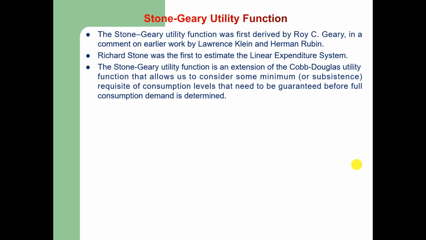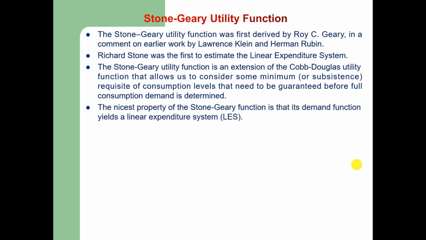The Stone-Geary utility function is an extension of the Cobb-Douglas utility function that allows us to consider some subsistence level of consumption which needs to be guaranteed before full consumption demand is determined. This is straightforward and I would like to explain this.